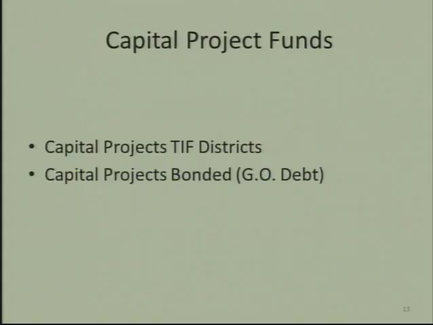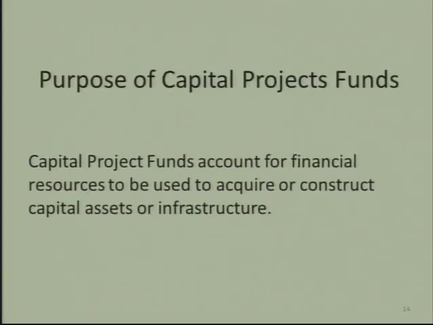Capital project funds. There's capital projects for TIF districts, and there's capital projects that are bonded, or as referred to in council meetings, GO debt, which is general obligation. General what? I'm sorry? General obligation debt. Capital projects funds account for financial resources used to acquire or construct assets or infrastructure, and we go through that all the time when we're looking at buying stuff or building stuff. It comes before the council. Council blesses it, and we go out and spend capital.